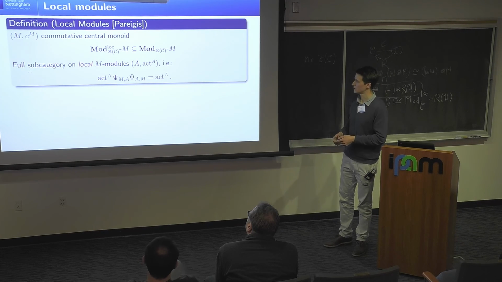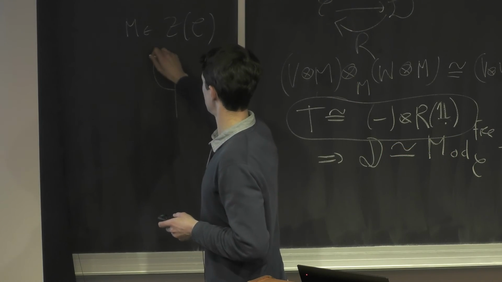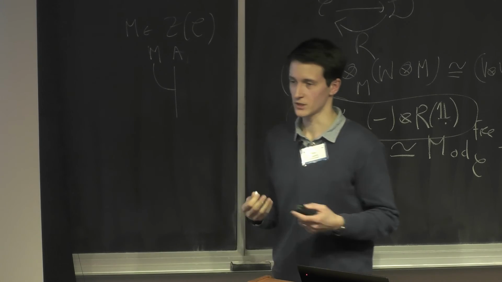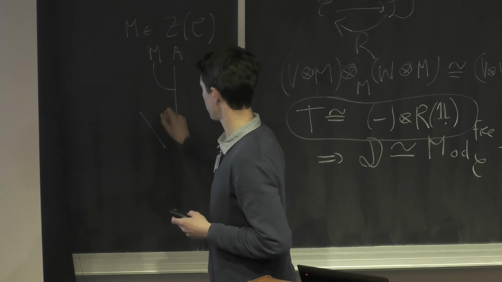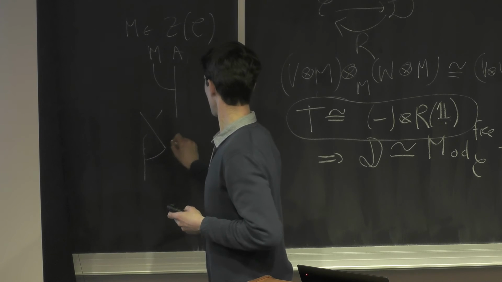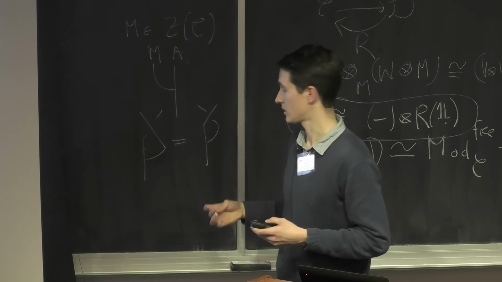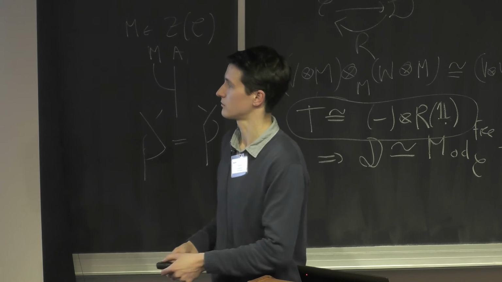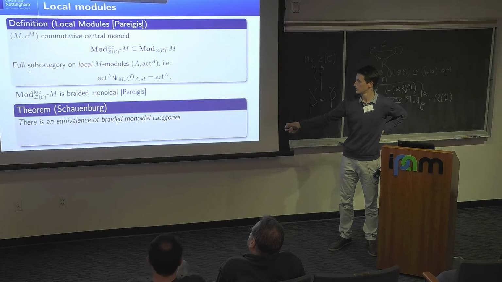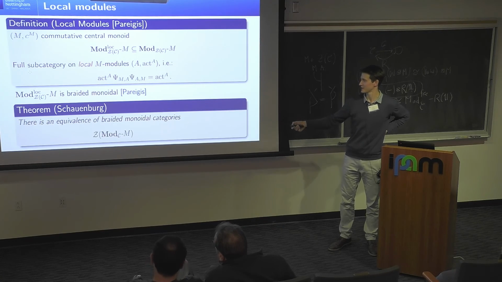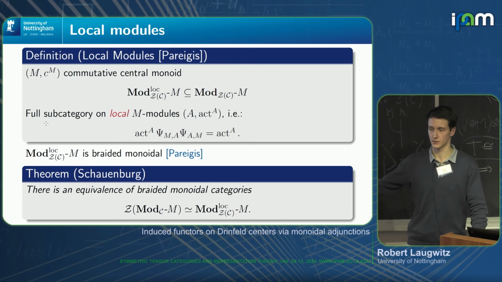And local modules basically, here we start with right actions. So graphically you have a right action on an object. Now if you want to turn this into a left action, you have two choices in a braided non-symmetric category. You can either braid above, or you could braid below. And local modules don't see the difference. And this is how they can become a braided monoidal category. So this is the old result of Bodo Pareigis, that this is a braided monoidal category. And then there's a very nice result of Schauenburg, that there's an equivalence of braided monoidal categories between the center of modules over M internal to C and local modules internal to the center.